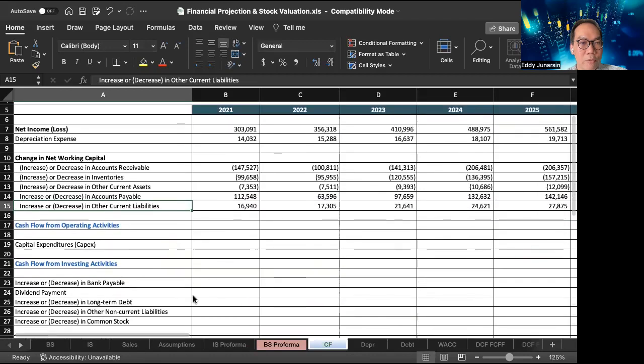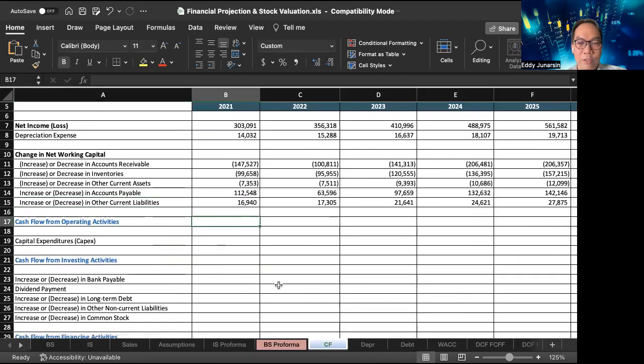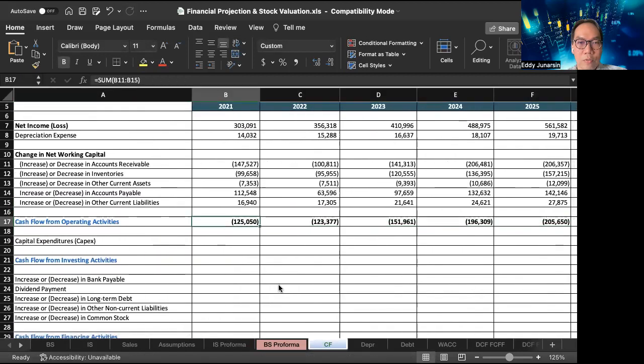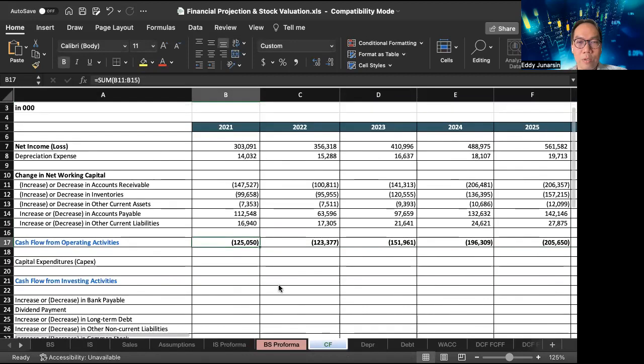Okay, I think pretty much done for cash flow from operating activities. We sum these. Okay, we got cash flow from... Oh, sorry. It's incomplete. So I should sum all from your net income. We add back depreciation expense, and then we adjust this, the net working capital. Changes in net working capital.